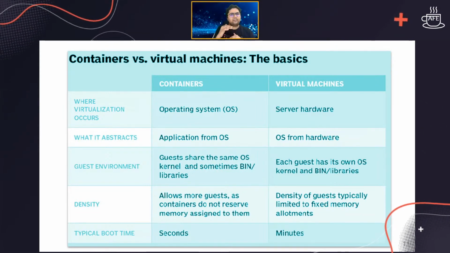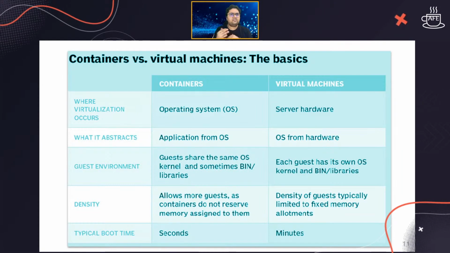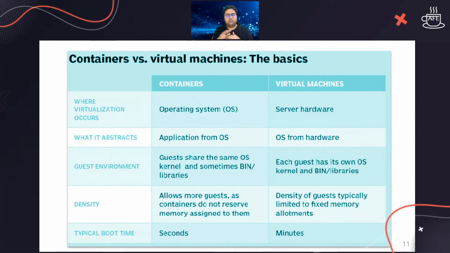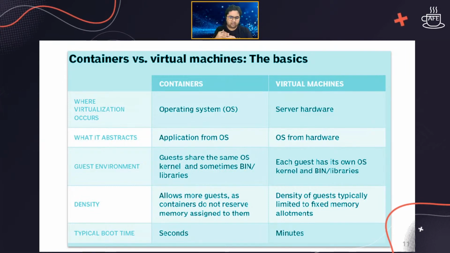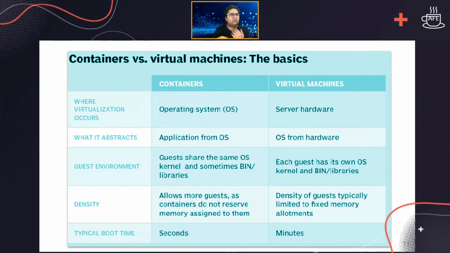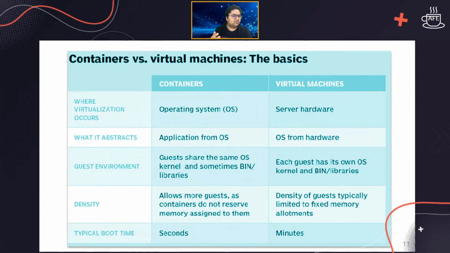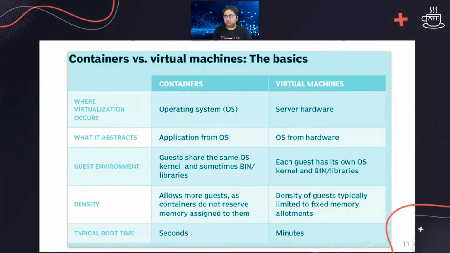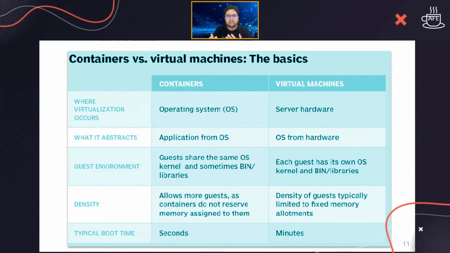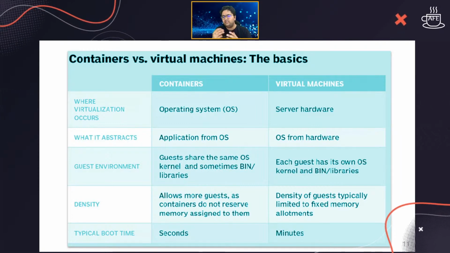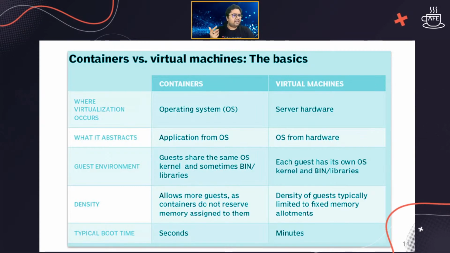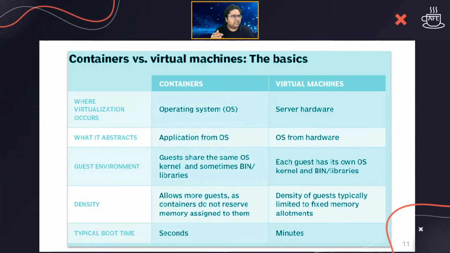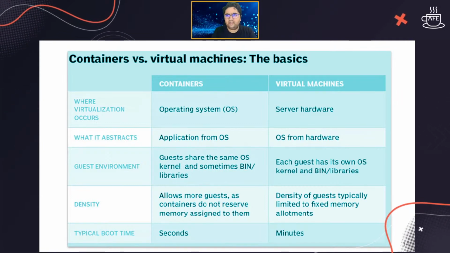Containers abstract the application from the OS, which enables the nimbleness. Virtual machines abstract the OS from the hardware, right? And there are a lot of use cases where you might prefer virtual machines over containers: guest environment density and typical boot time. I think boot time is a very important concept here. A container can typically be spun up in a couple of seconds, while getting a virtual machine up and running takes a relatively larger amount of time.